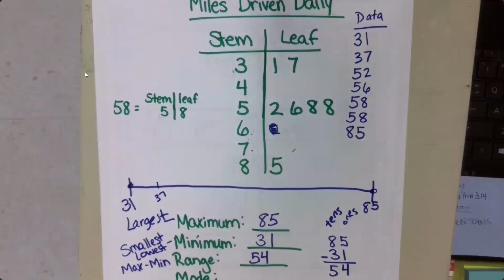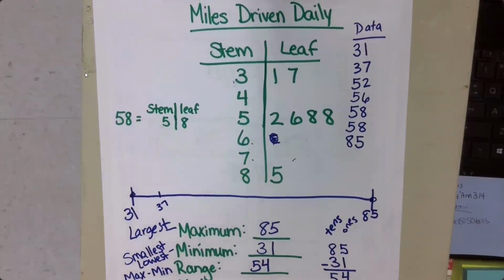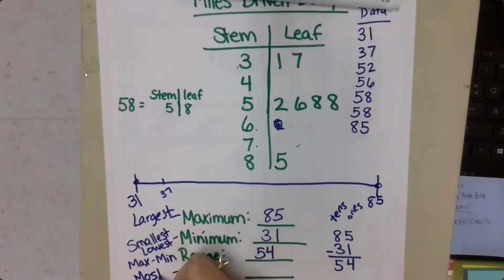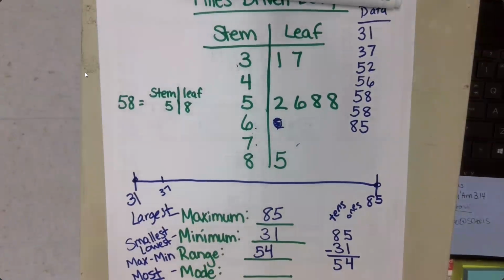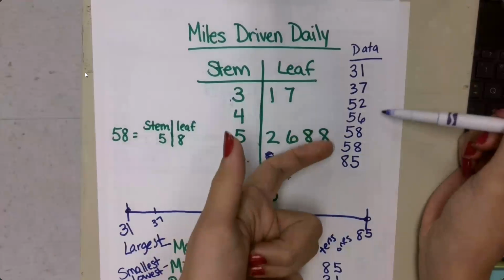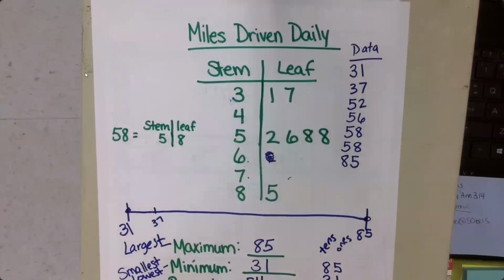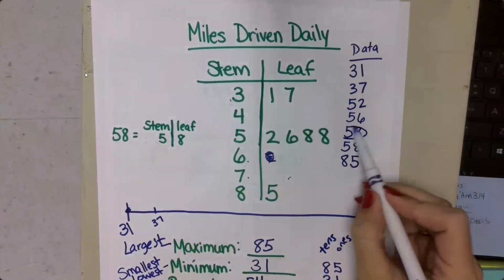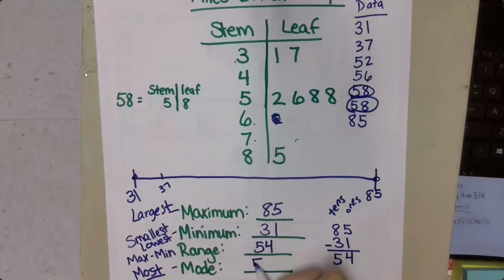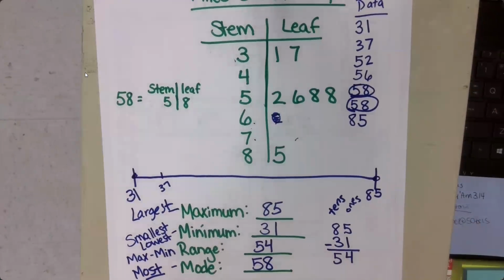One more thing I want to talk about in reviewing how to interpret a stem and leaf plot is the mode. The mode is the number that shows up the most. I like to change mode to most just in my mind so that I can easily understand. If we look at our data, which number showed up the most? Which number of miles got driven the most? Well, we have 58 on 2 separate days. So 58 is certainly our mode. It shows up the most.